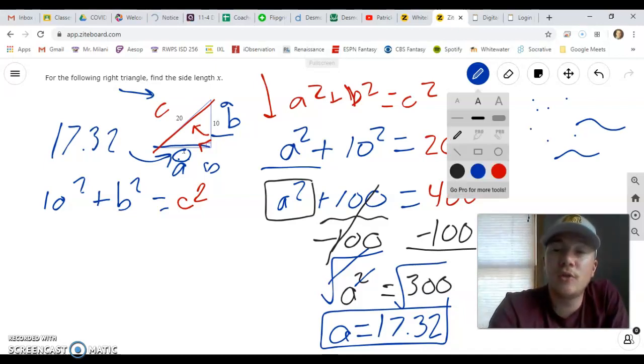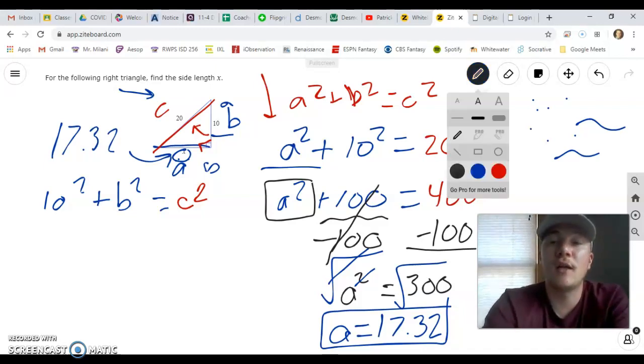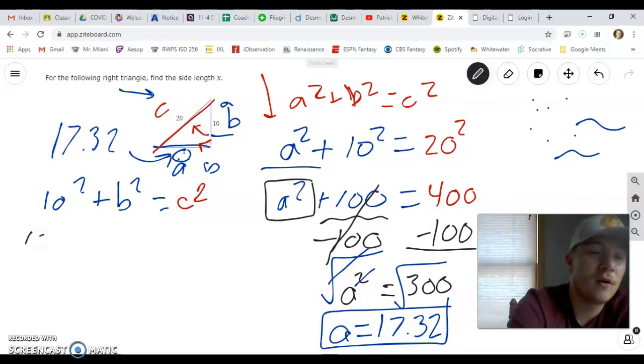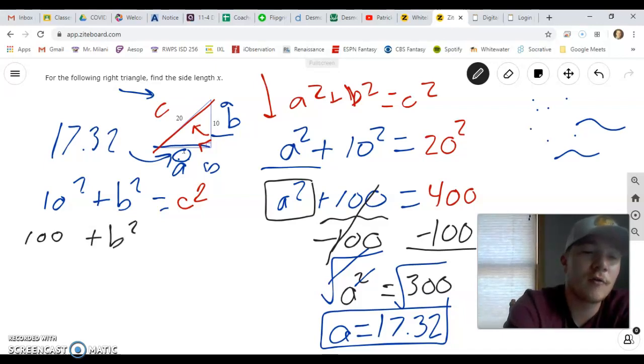And then real quick, just so you see that it's the same no matter which way you write it, if I go with this one over here, I've got 100 for my 10 squared. I've got B squared for my variable, equals 400, because that's going to be my 20 squared.